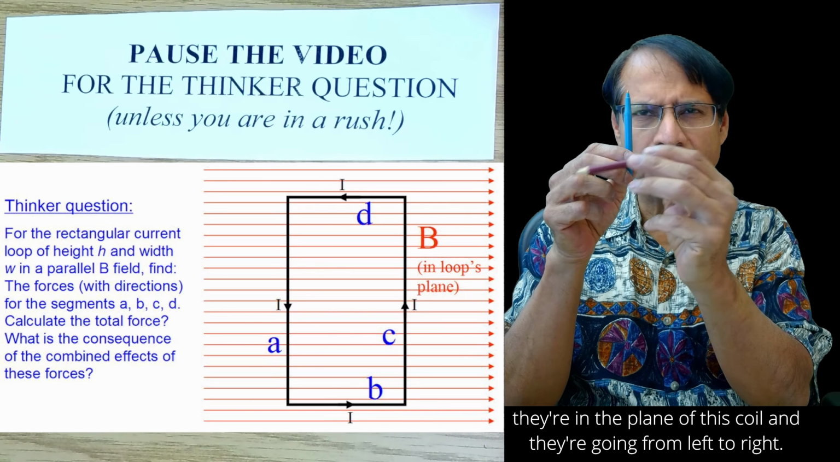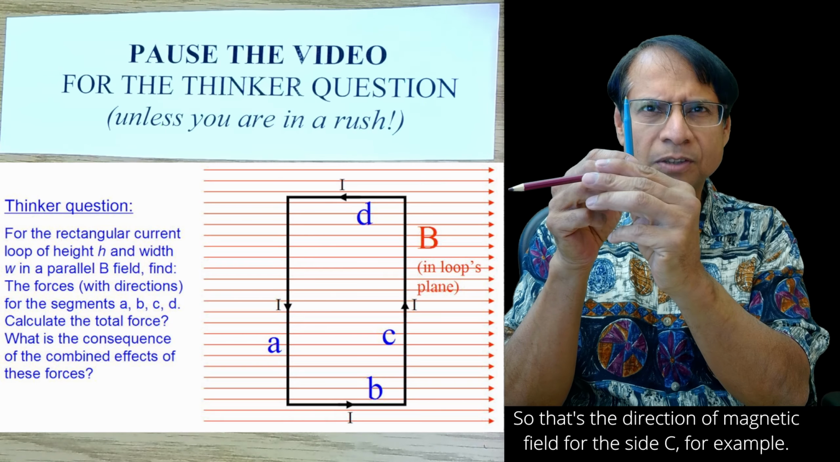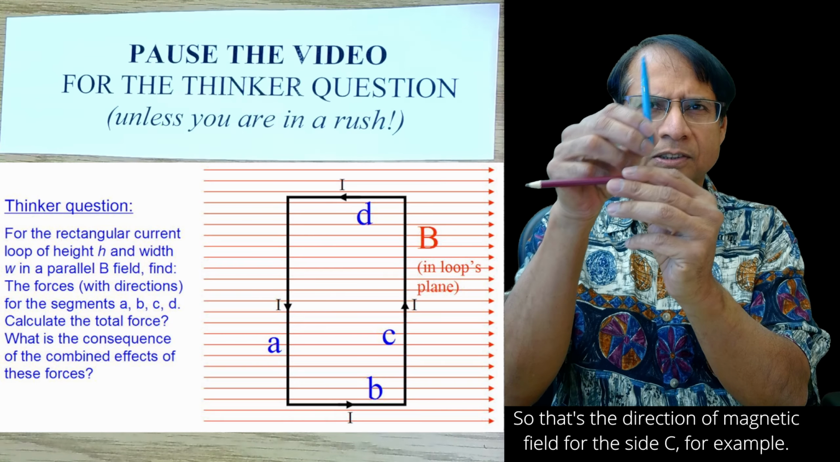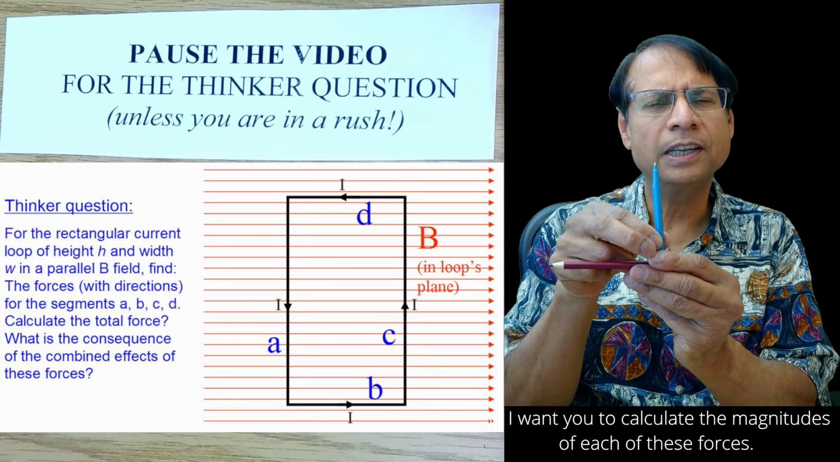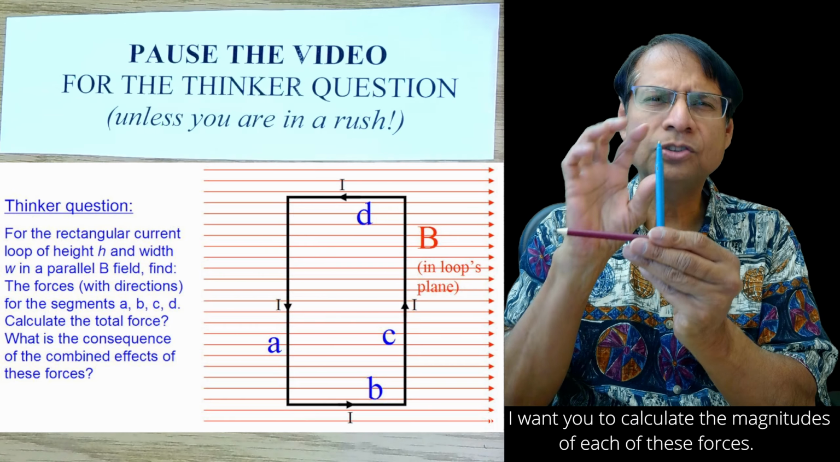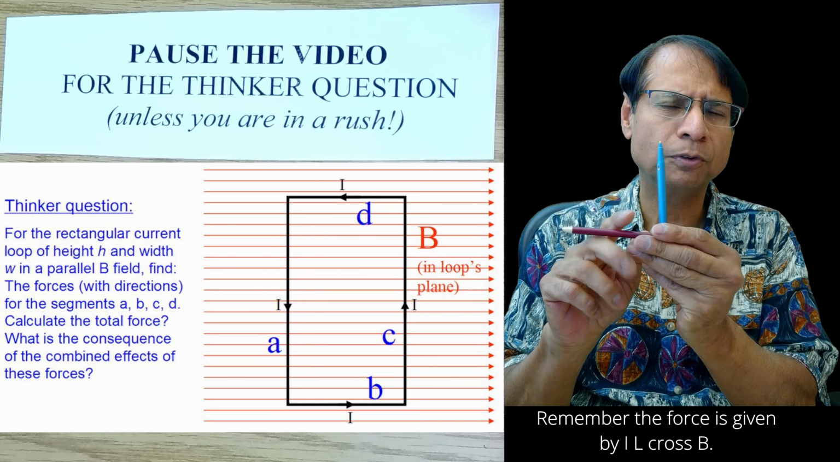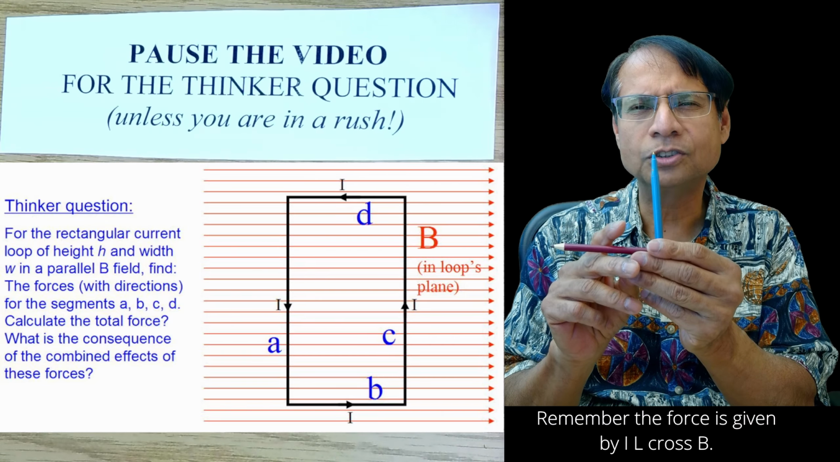And the magnetic field, as shown, all of the field lines are in the plane of this coil and they're going from left to right. So that's the direction of the magnetic field. For the side C, for example, this is the direction of the current. So I want you to calculate the magnitudes of each of these forces. Remember, the force is given by IL cross B.